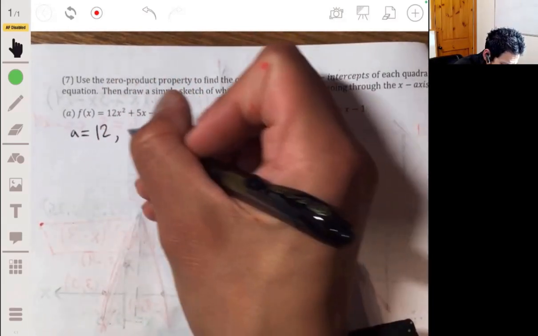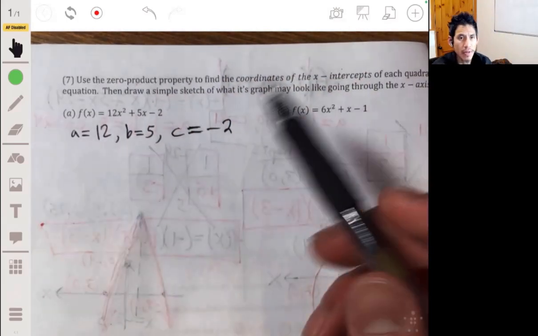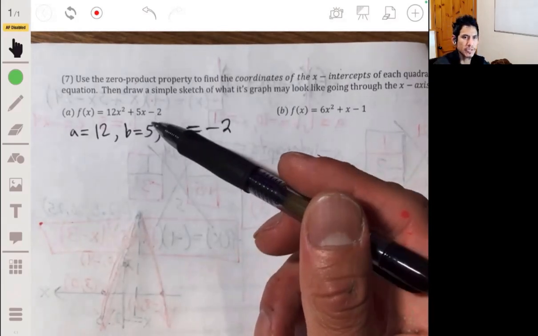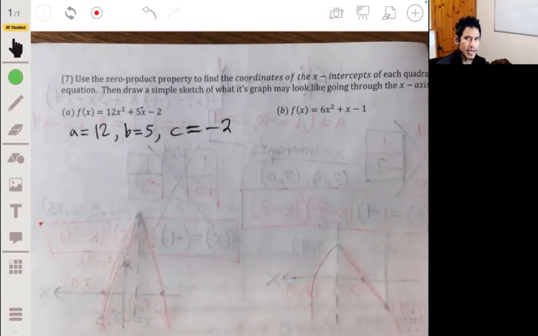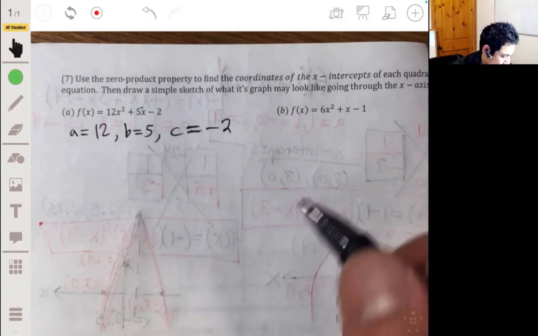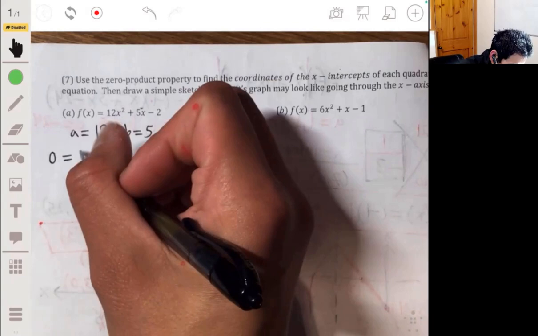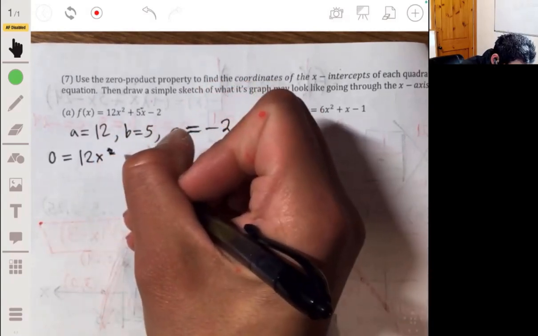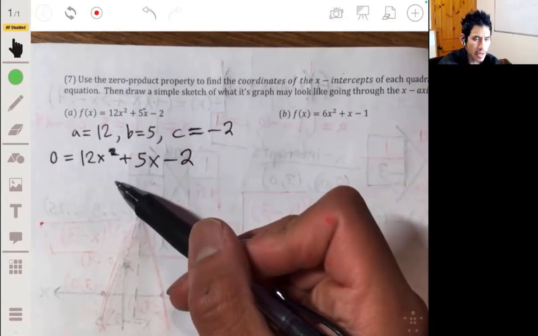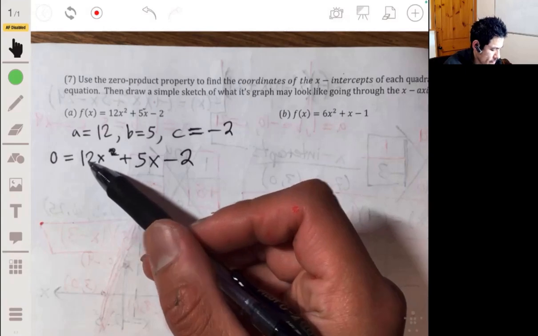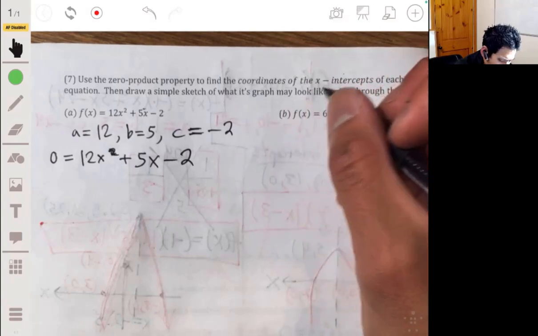A is 12, B is 5, C is -2. Now, always double check to make sure there's nothing you can factor out of all the numbers, because sometimes that'll make the factoring much harder, because the numbers will be much bigger. And so you can't. And so what we're going to do is set this equal to 0. 0 equals 12x squared plus 5x minus 2. And so we're solving for the x values of this equation. That's what we mean by the zeros, and this is what we use the factoring technique for.